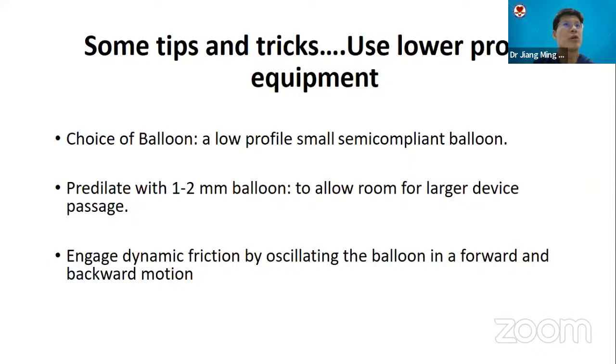Now, using lower profile equipment such as a 1 to 2 millimeter balloon first can be used to allow room for larger wire passage. Oscillating the balloon in a forward and backward motion is a technique based upon the physical principle that dynamic friction is less than static friction and can help with crossing resistant lesions.